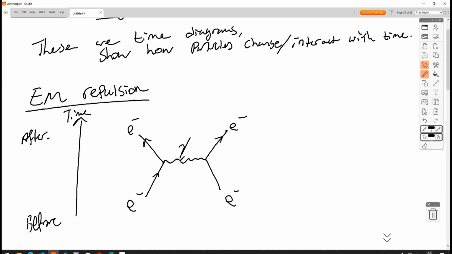So now when we describe it, we start at the bottom, we've got 2 electrons coming close to each other, then there's an exchange particle between them, and they move away from each other. So that's the description of a Feynman diagram. This is a virtual photon, that's what it's called. The gauge boson is represented by a squiggly line. The particles are represented by solid lines.